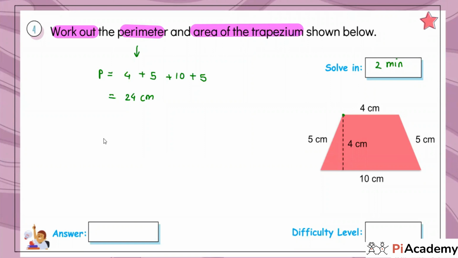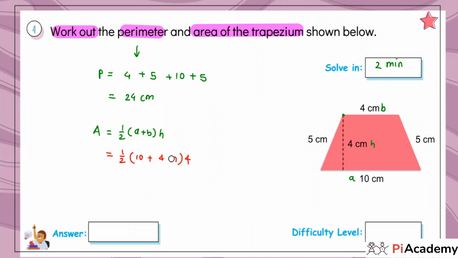But for area, you have to remember the formula, right? So for area, what is the formula? Half times (A plus B) times H, right? And what is A? This is A, this is B, and this is the height, right? So now just replace the values of A, B, and H in this formula. Instead of A, you can write 10 centimeters. Instead of B, you can write 4 centimeters. And then times the height, and that is one more time 4 centimeters.